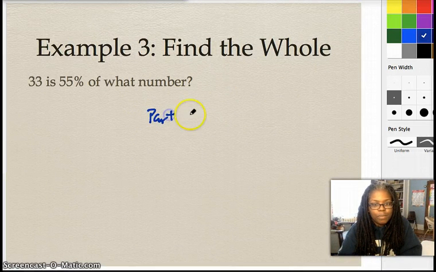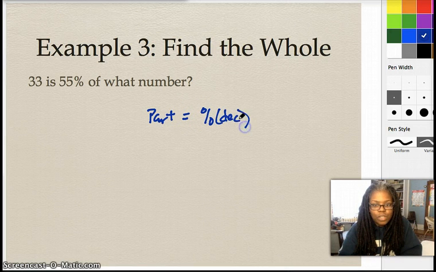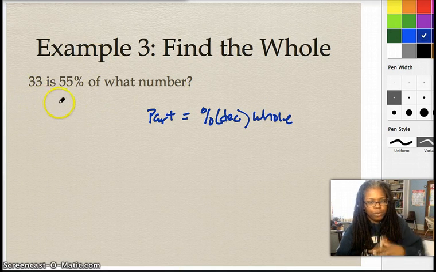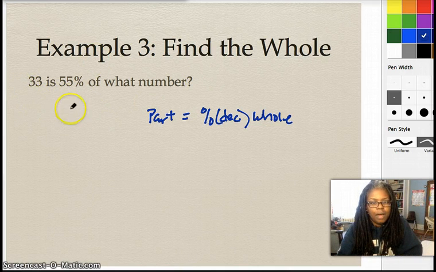Let's see if you guys remember. Part is equal to the decimal version of the percent times the whole. And so now in this problem, it says we're looking for the whole. Let's check out the vocabulary, the way that it's stated, so we can be sure to be successful when we try our example. So 33 is 55% of what number?